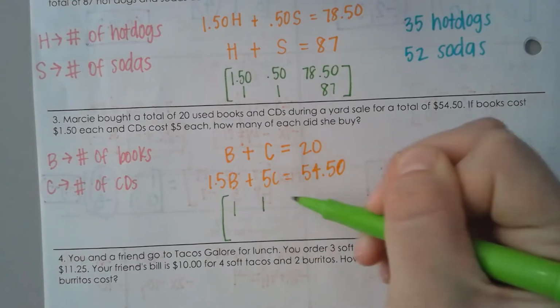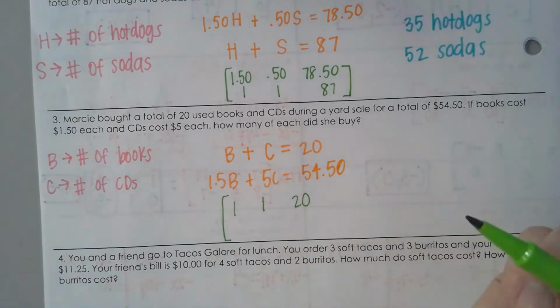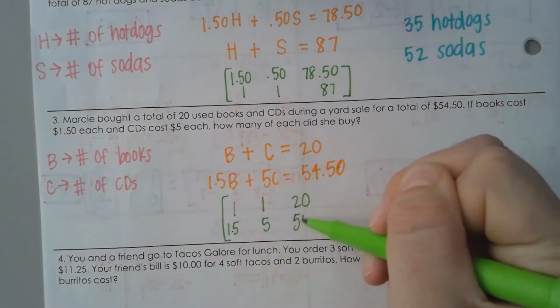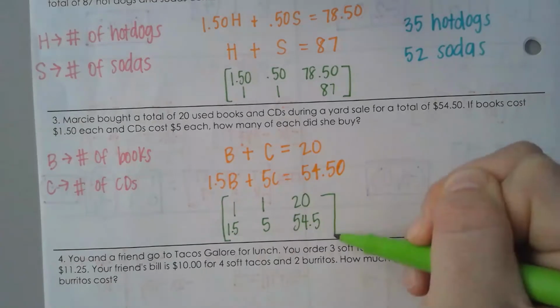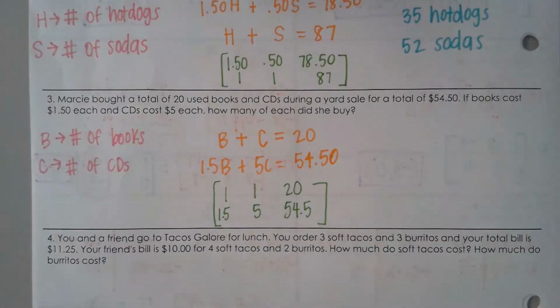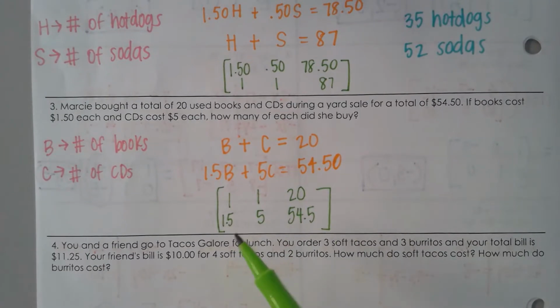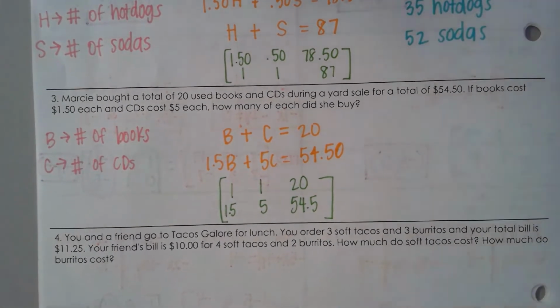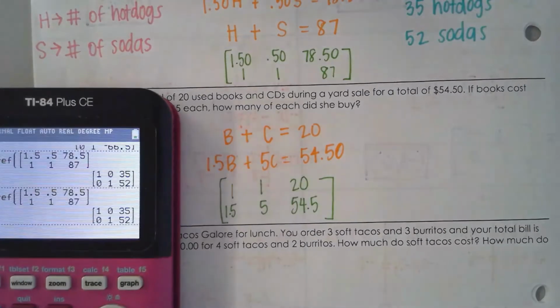One, 1, 20, 1.5, 54.5. 13 and 7. When you're writing in your matrix, you don't have to put 1.50. But as your final answer, if it was money, then you would need to do that. But when you're just typing it in the calculator, it doesn't matter. 13 books and 7 CDs. Okay, good.